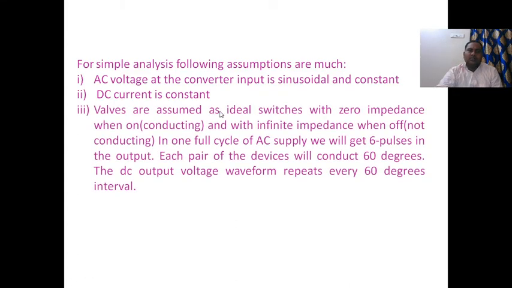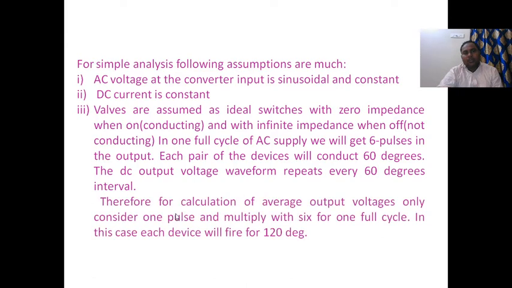Third, valves are assumed to be ideal switches with zero impedance when on, meaning conducting, and infinite impedance when off, not conducting. In one full cycle of AC supply, we will get 6 pulses in the output. Each pair of devices will conduct for 60 degrees. The DC output voltage waveform repeats every 60 degrees interval. There are 6 thyristors, so 360 by 6 gives a conduction angle of 60 degrees. Therefore, for calculation of average output voltage, only consider one pulse and multiply by 6 for one full cycle. In this case, each device will fire for 120 degrees.